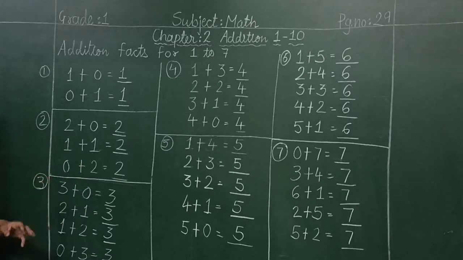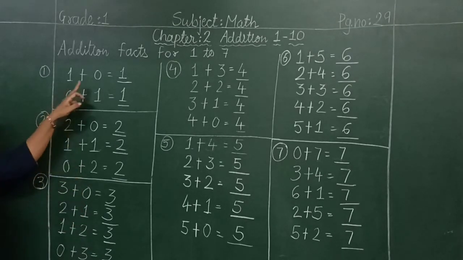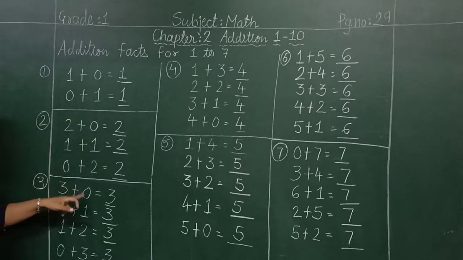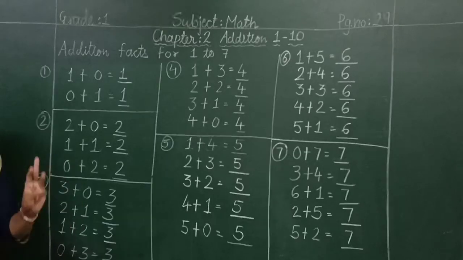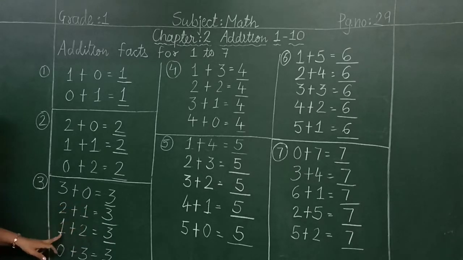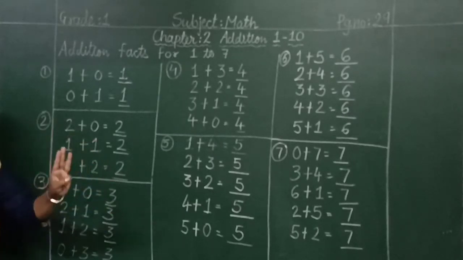Number 3. Ab hum number 3 ka addition facts dekhte hain. 3 plus 0. 1 plus 0, 1. 2 plus 0, 2. Same. Again, 3 plus 0, answer will remain same. 2 plus 1, 3. 1 plus 2. See, here 2 plus 1 is there, and here 1 plus 2 is there. So answer will remain same, 3 only. 0 plus 3. What is your answer? 3.